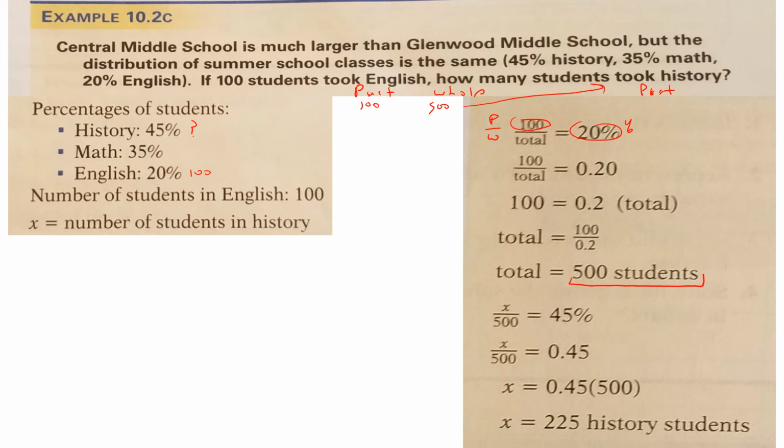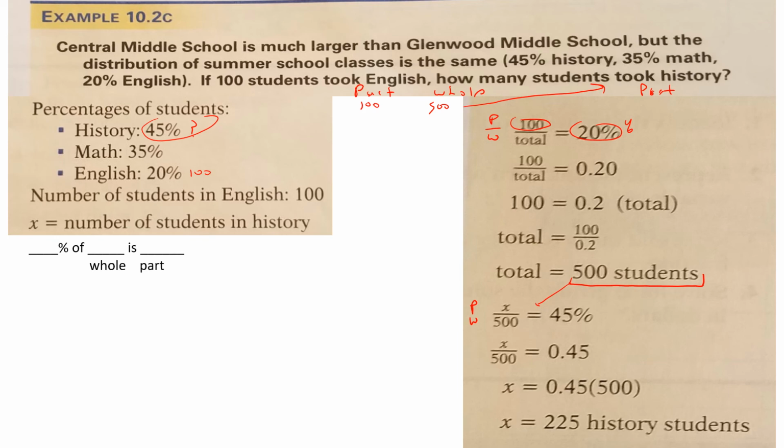because we know that history is 45%. So again, they're going to set up the part with the whole. Well, we know the whole is, right, 500. We know that history is 45%. We're now going to solve and do the math, and we find out that there are 225 history students. And we could even find out the math students if we wanted as well.